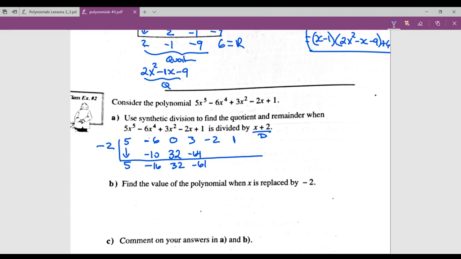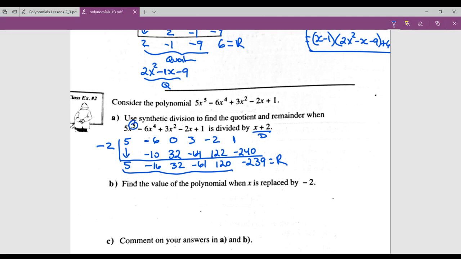-2 times -61 is 122. Add those together, you get 120. Then I get -240. So the last term is your remainder. These are the coefficients of your quotient.